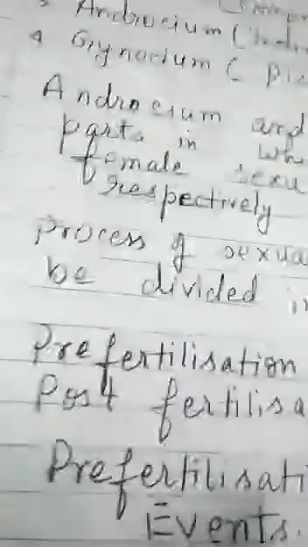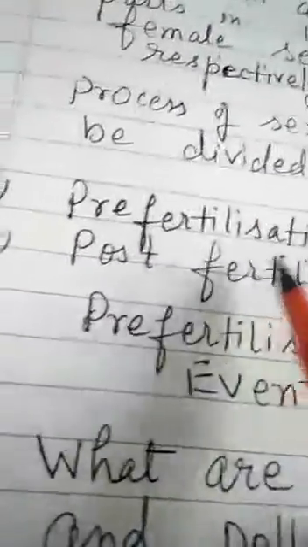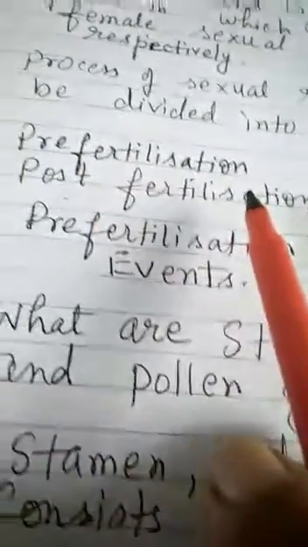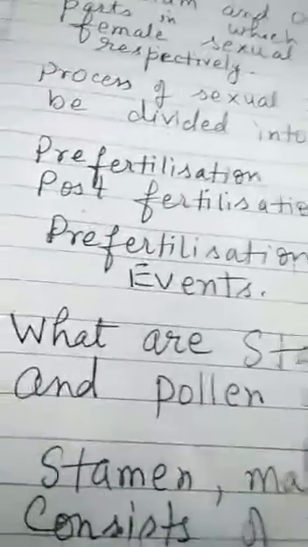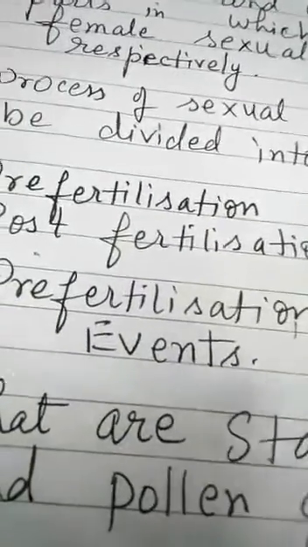Then I asked what the events are which take part in reproduction. So they could not answer. I told them there are 2 events into which the process of sexual reproduction can be divided: pre-fertilization and post-fertilization stages or events. In pre-fertilization events, the formation of male and female gametes takes place. And in post-fertilization, what are the changes which take place in the flower?